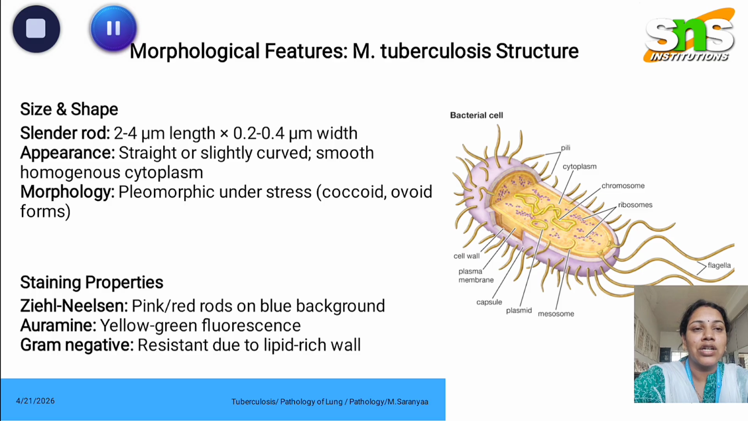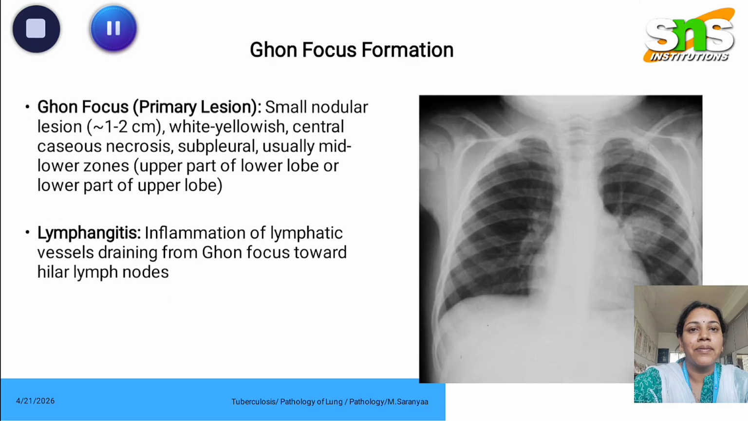So here is the structure of a Mycobacterium tuberculosis. You can see it has pili, cytoplasm, chromosome, ribosomes, cell wall, plasma membrane, capsule, plasmid and mesosomes. It is about 2 to 4 μm in length and 0.2 to 0.4 μm in width. The appearance is slightly curved with smooth homogeneous cytoplasm, and it is polymorphic under stress. The method of staining is the Ziehl-Neelsen staining method.